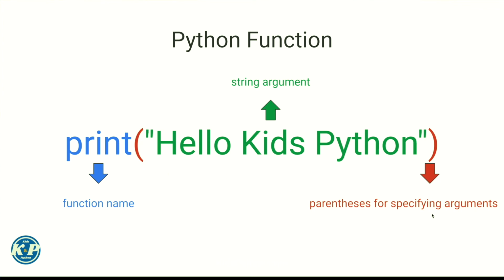The content inside the parentheses pair is called an argument. Lastly, as a common English phrase, Hello Kids Python is called a string in Python. It needs to be included inside a pair of single quotes or double quotes, which I will talk about more in our next lesson.